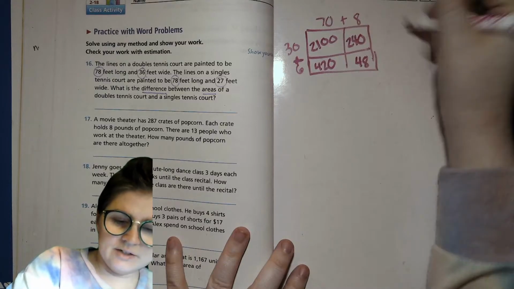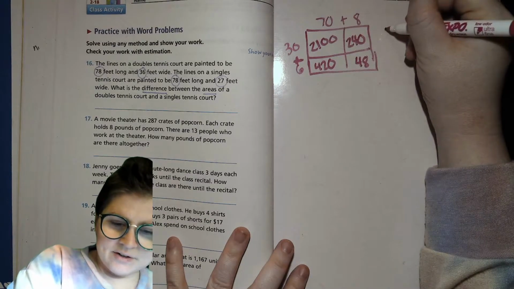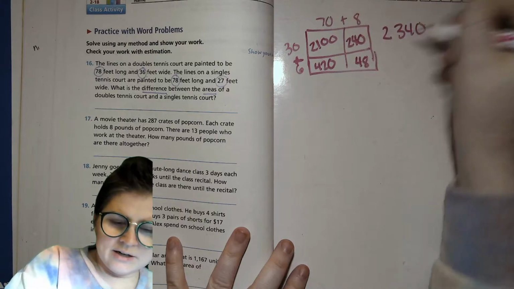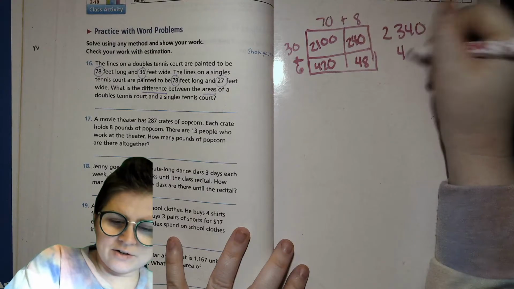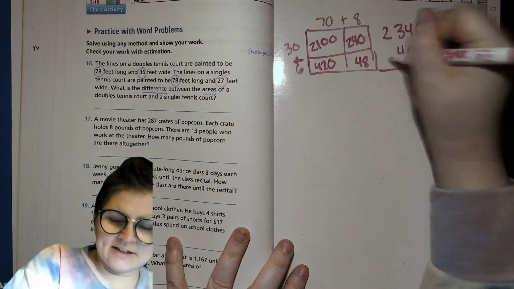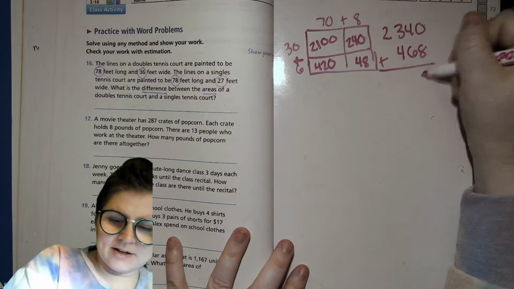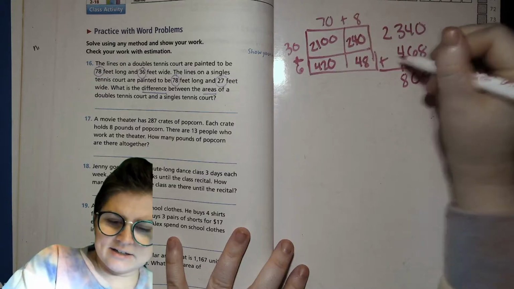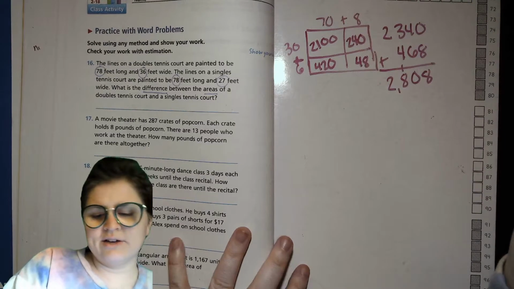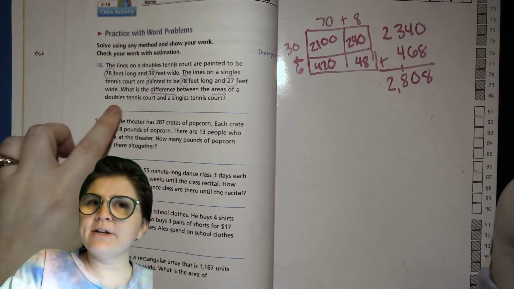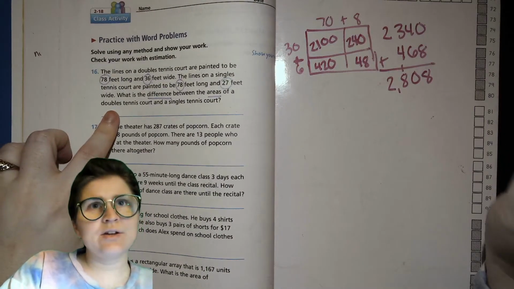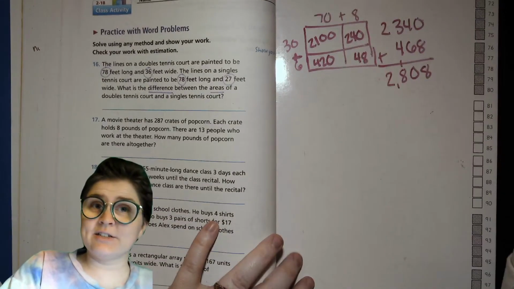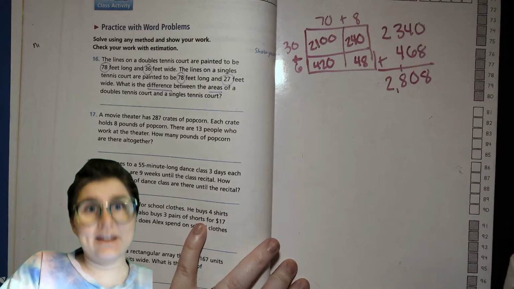So, adding these two up, you have 2,340. Adding these two up, you have 468. Then you add those up, 8, 10, 8, 2. So 2,808. Are we ready to write down an answer here? No. Why not? Because that's just the area of the doubles tennis court. We still need to find the area of the singles court and then find the difference between the two.